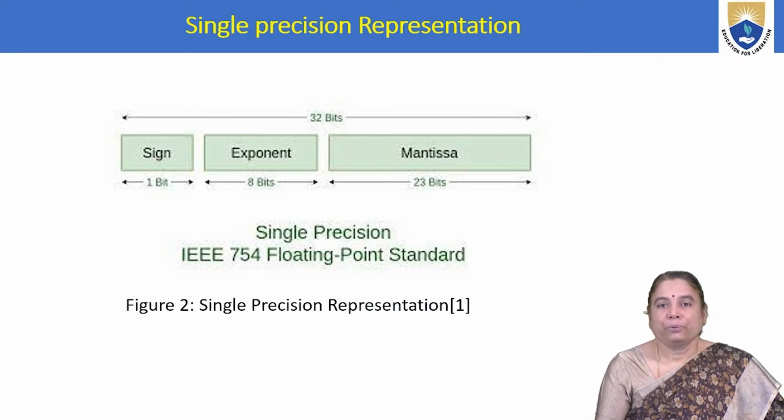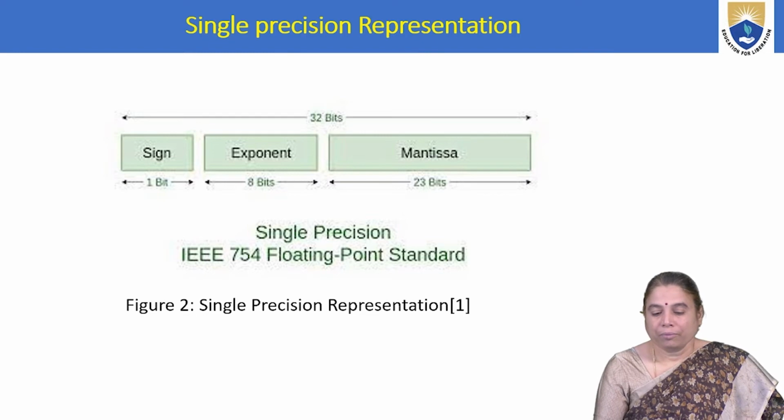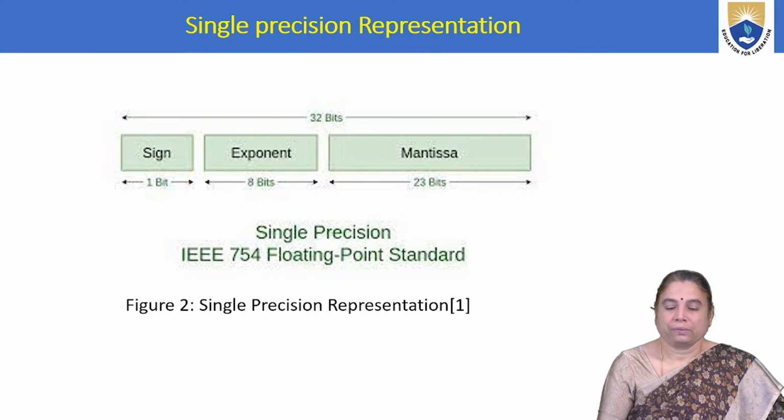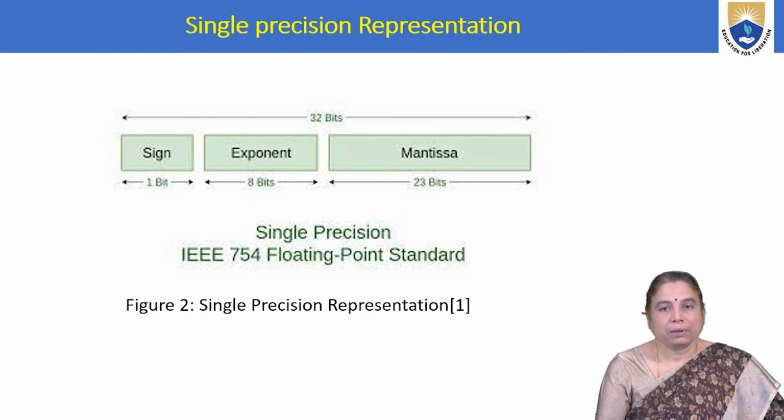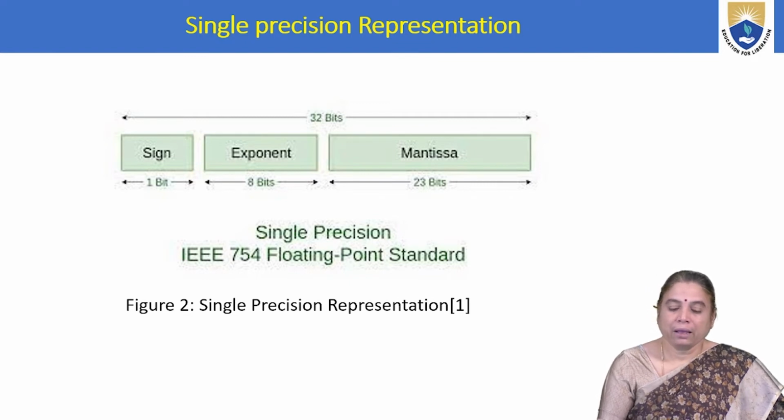So how the two representations, single precision representation and double precision representation, can vary for the IEEE notations. The single precision and double precision majorly vary in the memory occupancy. So here the single precision can be represented by using a total of 32 bits.